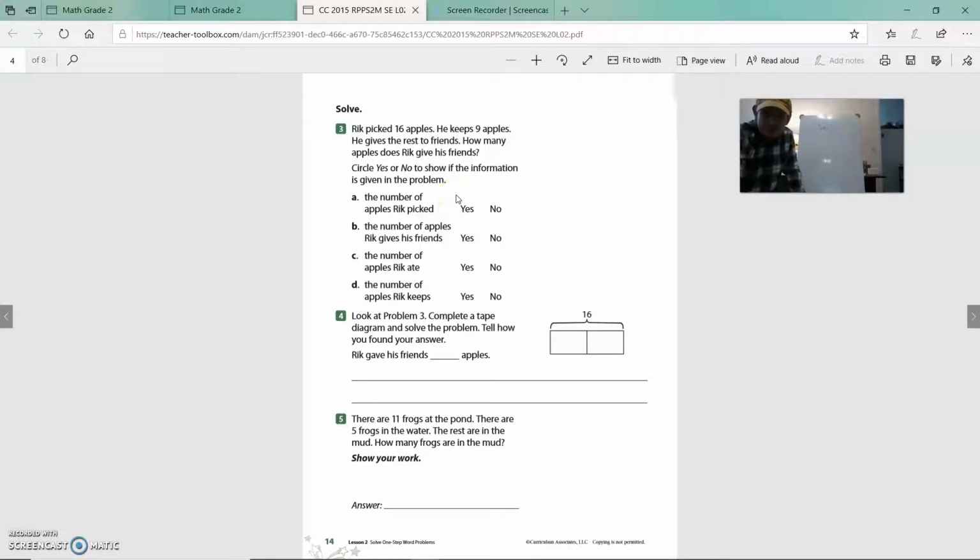The next problem asks the number of apples Rick gives his friends. Well, let's see. It says he gives the rest to friends. It doesn't give me a number. So I don't know what that number is yet. I can find it out, but they have not given it to me in the problem. So I circle no. That's going to be what I'm trying to find out.